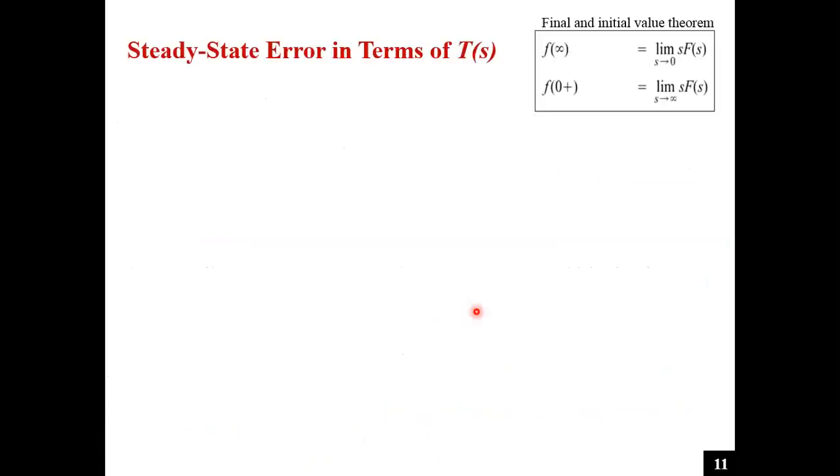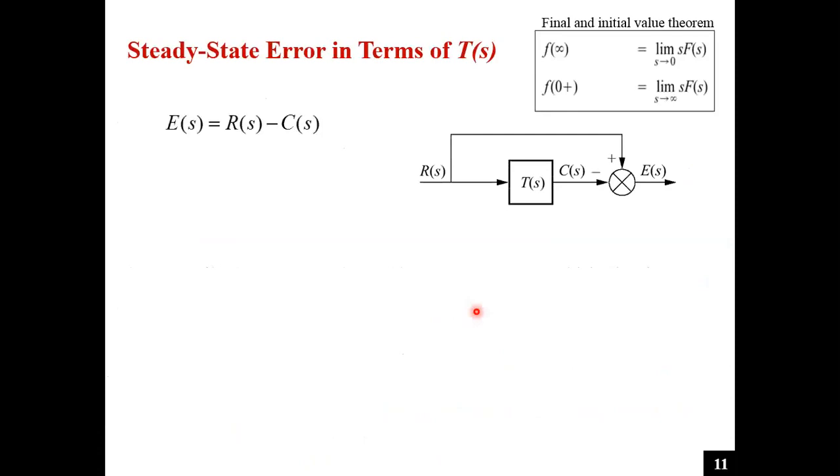Steady state error for unity feedback system. Error will be equal to the difference between input and output. R(s) minus C(s) will be equal to error as shown from the figure, whereas C(s), the output, is the product of R(s) and T(s), the transfer function and input. Putting the value of C(s) here and taking R(s) common, E(s) equals R(s) times 1 minus T(s).